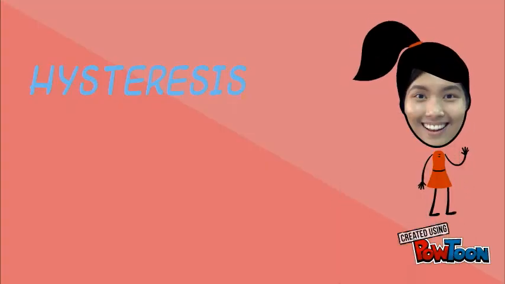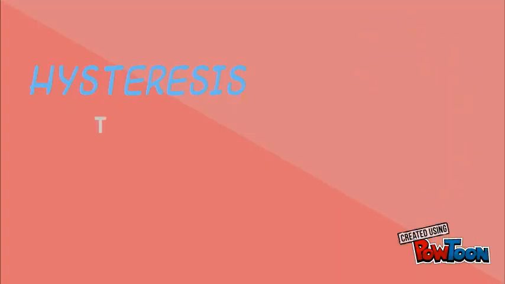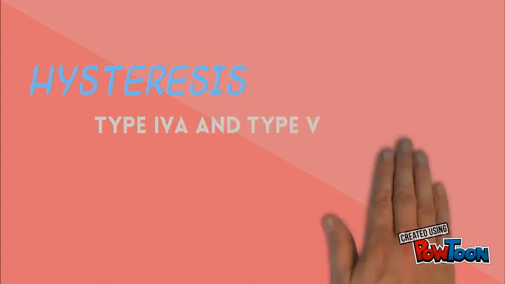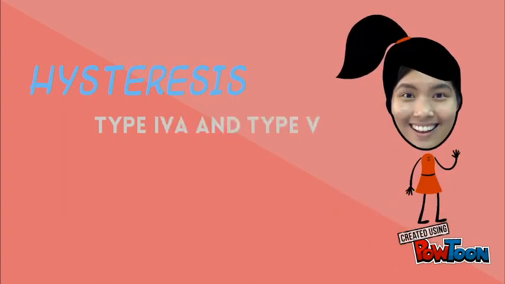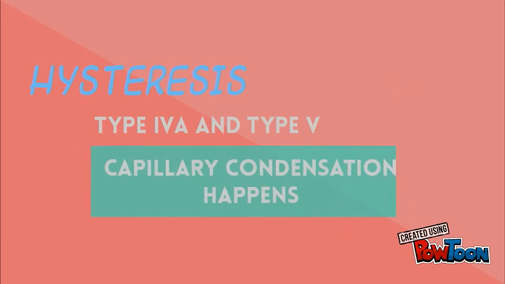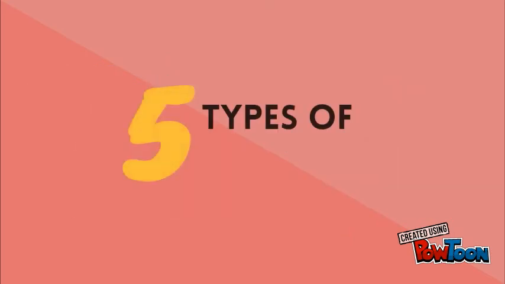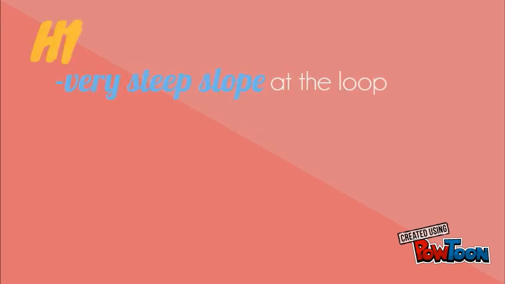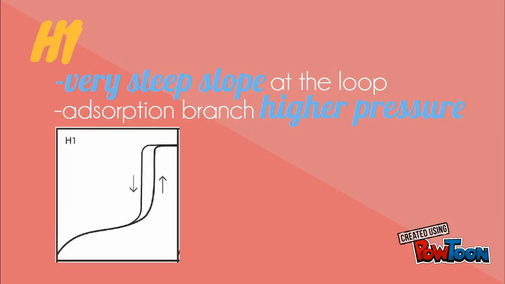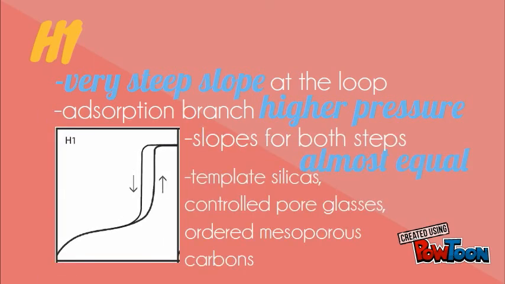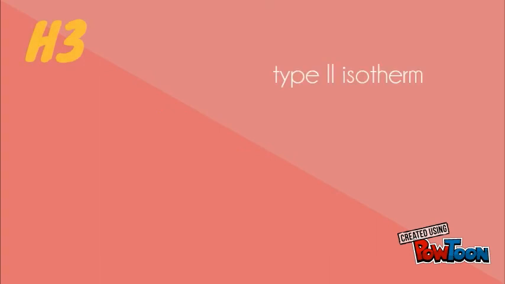Isotherms that exhibit hysteresis are Type 4A and Type 5. Commonly, hysteresis loops are observed when capillary condensation happens. According to IUPAC, there are 5 types of hysteresis. Each one shows a very steep slope at the loop. The adsorption branch is at a higher pressure than the desorption branch, though slopes for both are almost equal. Each phase is similar to a Type 2 isotherm.